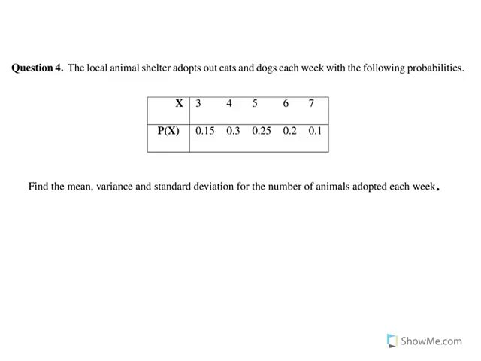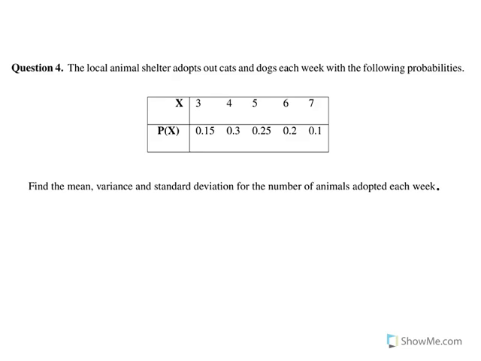Okay, in this question, we have a discrete probability distribution. The question is about a local animal shelter that adopts out cats and dogs each week with the following probabilities. So, for example, they will get 5 cats or dogs per week with a probability of 25% or 0.25, or 3 dogs or cats each week with a probability of 15%.